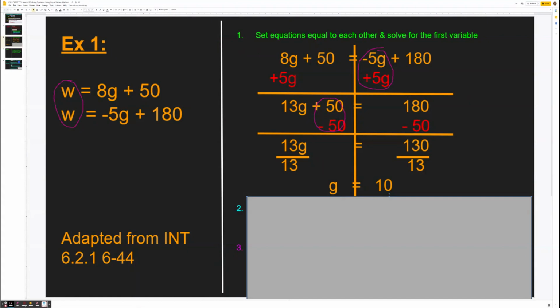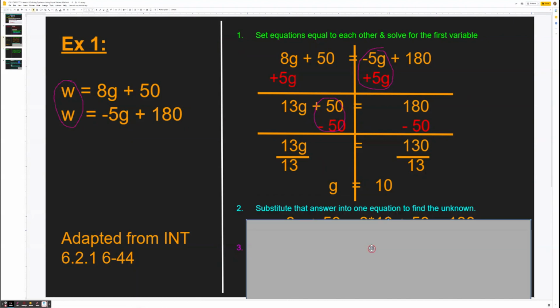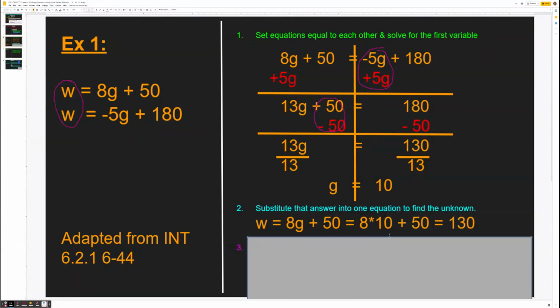All right, so like we already know, we need to take this first number, this g equals 10, and plug it back into one of our two equations. It does not matter which one you put it in. You can put it in either equation and you would get the same answer. So I'm just going to take that g, that 10, and put it in place of g in this first equation.